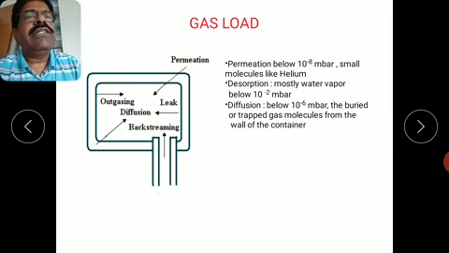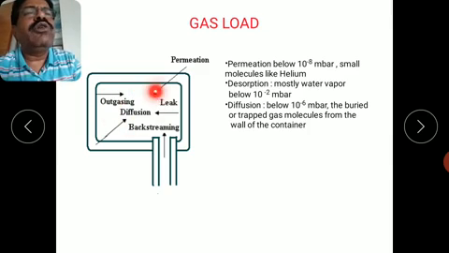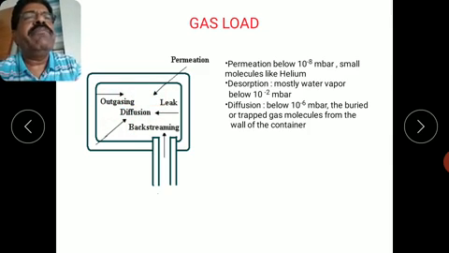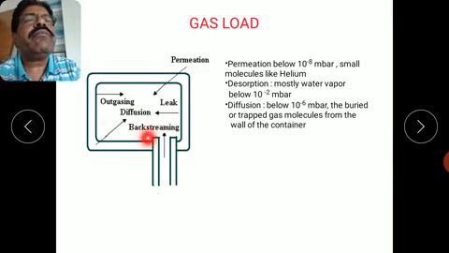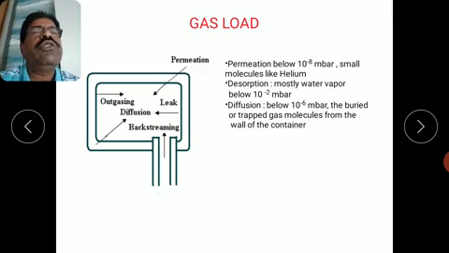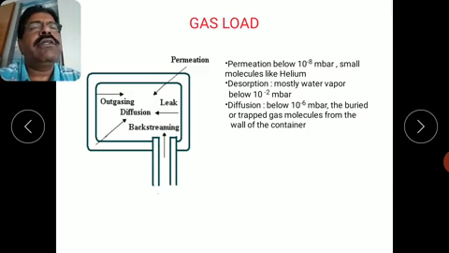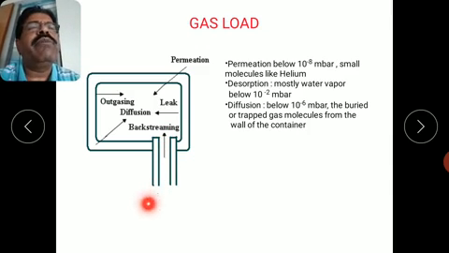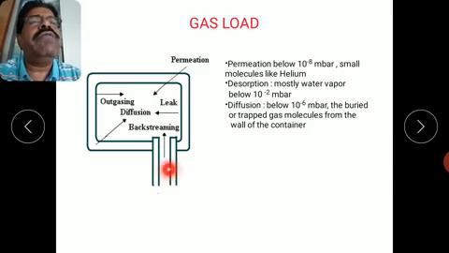So gas load doesn't mean only the initial gas molecules present inside the chamber, but also these additions because of leaks, diffusion, outgassing, permeation, and backstreaming. Let me tell you what backstreaming is. Backstreaming means that sometimes, for some vacuum pumps where oil is used, the oil vapor can enter back into the chamber. That is backstreaming.